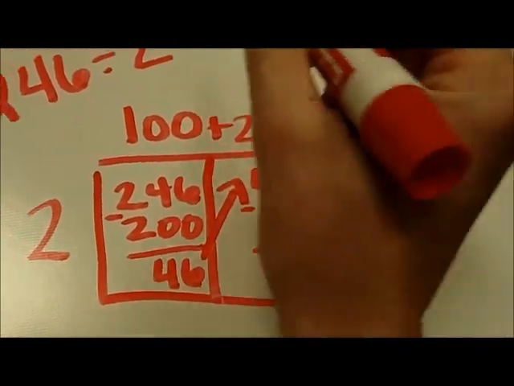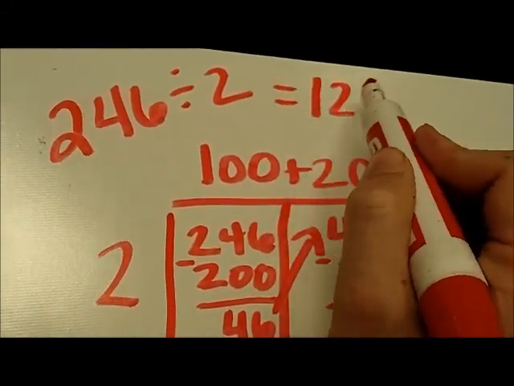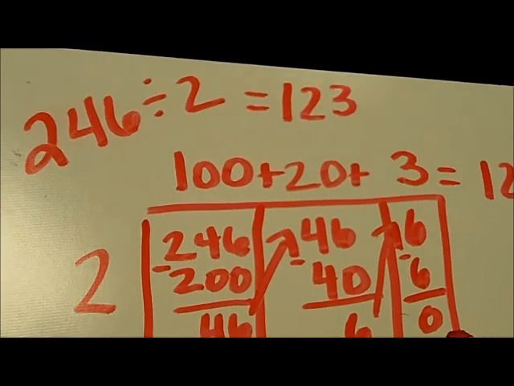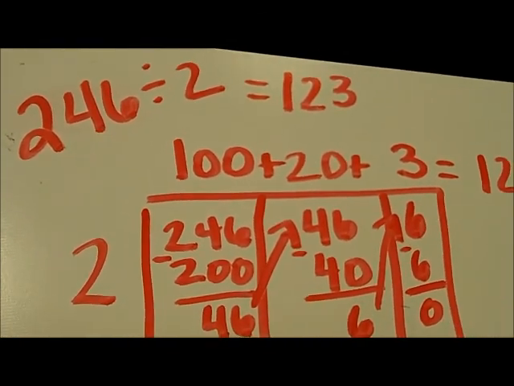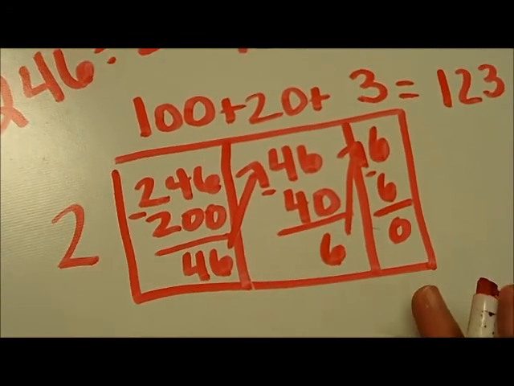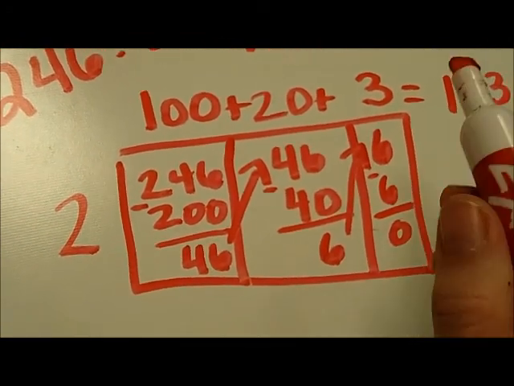The quotient to this division problem is 123. And again, a quotient is the answer to a division problem. Now, what if a child solves this problem using different numbers up here? Let's see how that would work out.